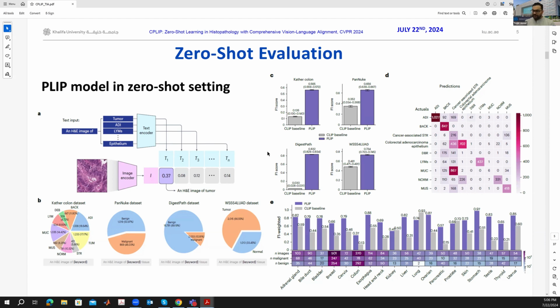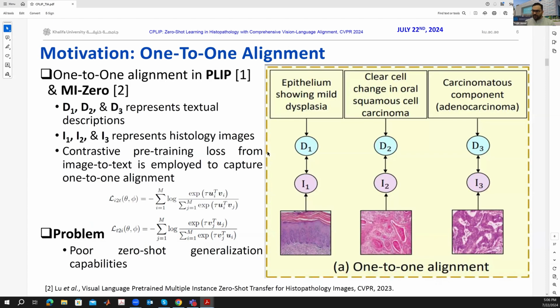So the higher probability will definitely correspond to the input textual prompt, which is basically an H&E image of a tumor. The PLIP model has shown a very strong zero-shot generalization capability across various datasets such as Kather, PanNuke, DigestPath, WSSS4LUAD. And it means that we can apply the PLIP model to any unseen data which we would want to classify or segment.